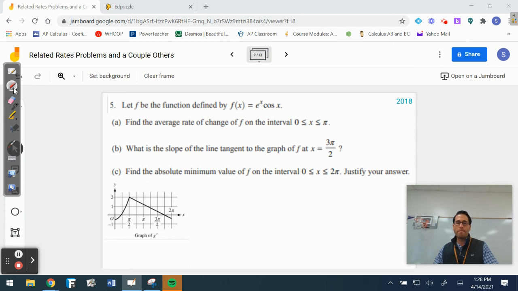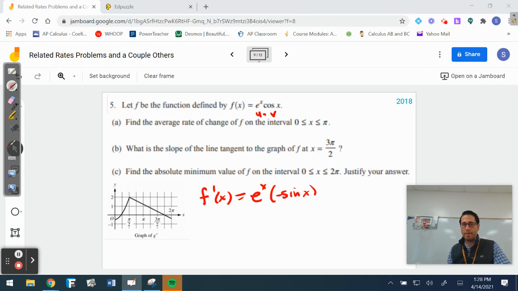What is the slope of the line tangent to the graph of f at x equals 3 pi over 2? So the slope means derivative. What's the derivative of f? Well, that would be a product rule. You have a u and you have a v. So remember, it's u times the derivative of v, negative sine x, plus v, cosine x, times the derivative of u, which would be e to the x. You chain that x, which is just 1. You got a point if you got that correct.